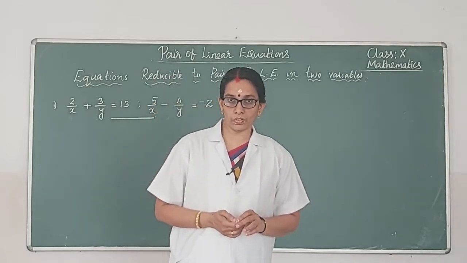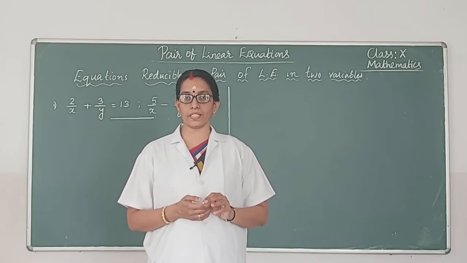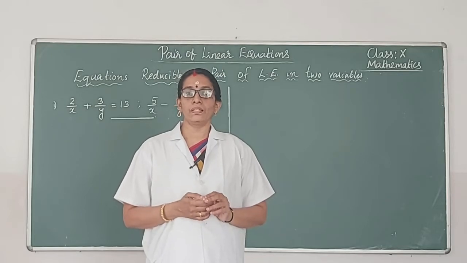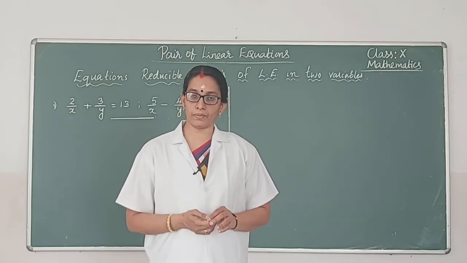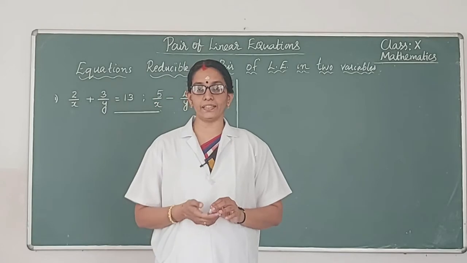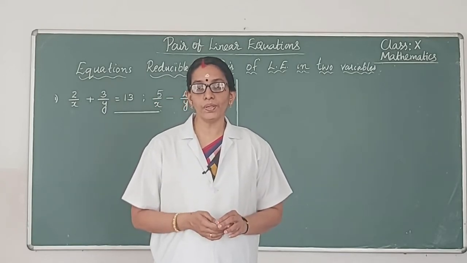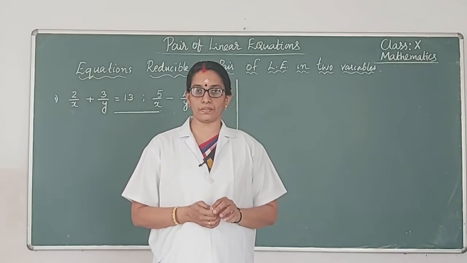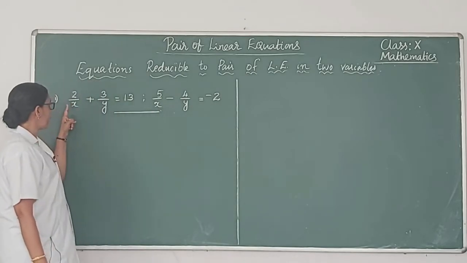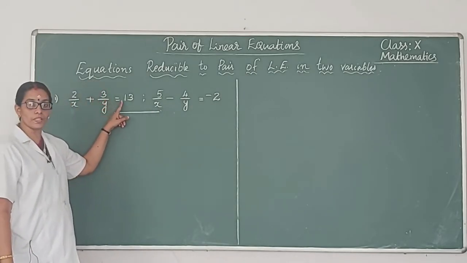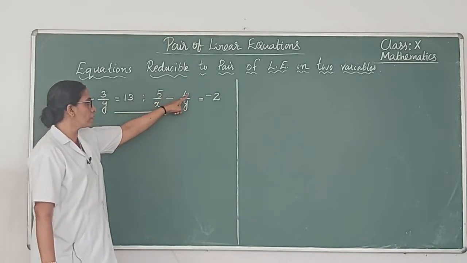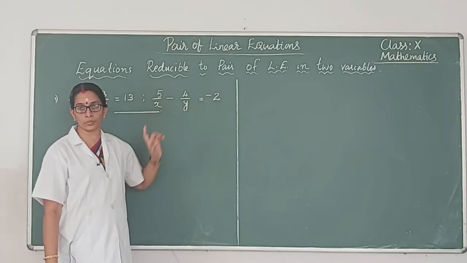In that type of question, we have to change the equations into linear equations. Then only we can solve those problems. So here we are discussing some problems which are not linear, but we can change them into a pair of linear equations. Okay, children? Now, first question: 2 by x plus 3 by y equal to 13, and the second equation, 5 by x minus 4 by y is equal to minus 2.